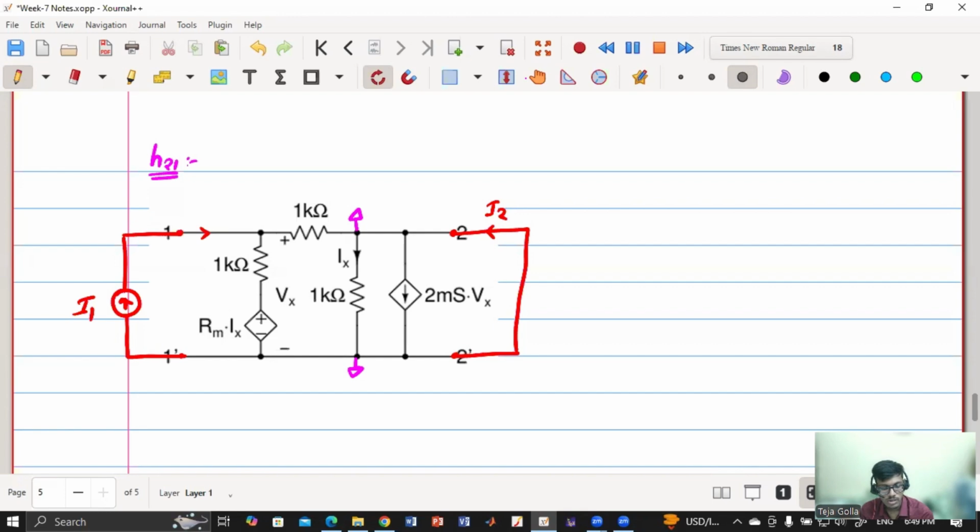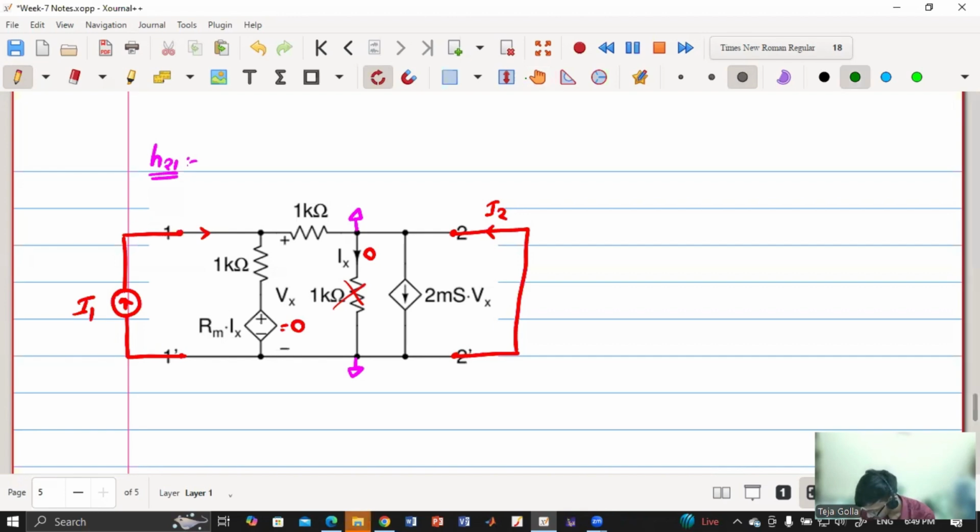Because it is short circuited. So now, if that is the ground, then my Ix is basically 0, right? So there is no need to consider this resistor because it is basically shorted. So if this is 0, then this is equal to 0. Agree?